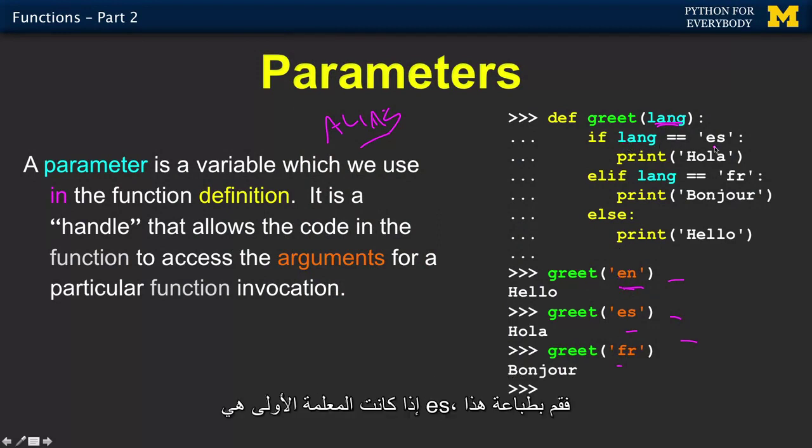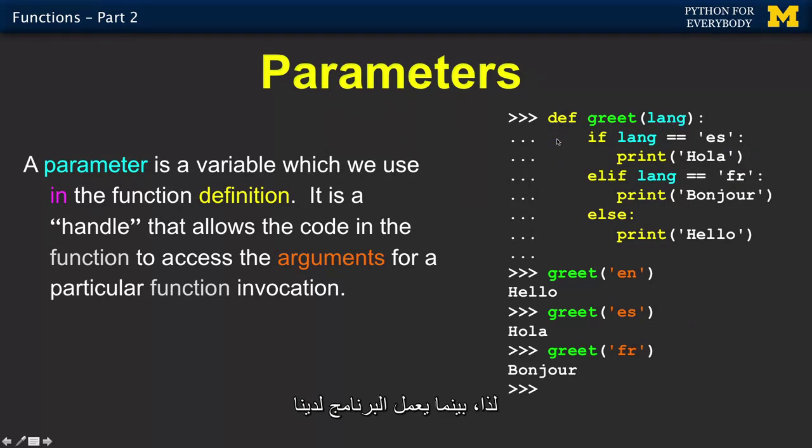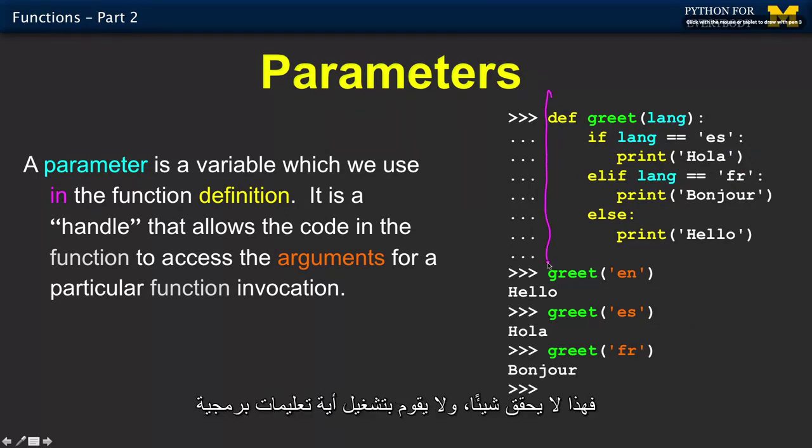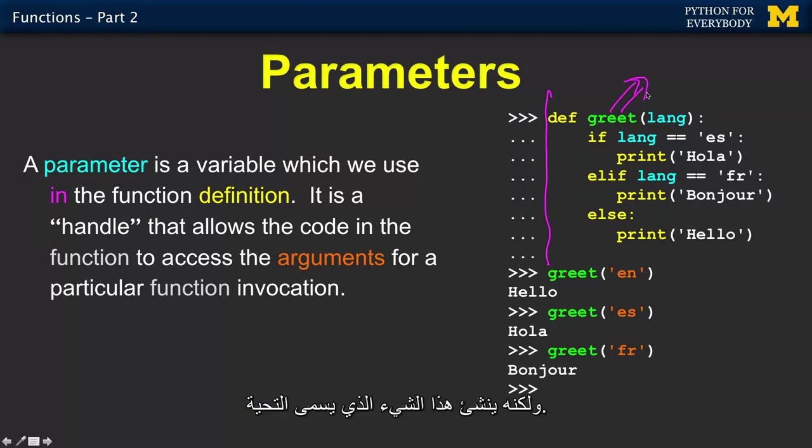If that first parameter is ES, then print this. If the first parameter is FR, print that. Otherwise, print that. So, as our program runs, this accomplishes nothing, doesn't run any code, but it creates this thing called greet out there. And we've indicated to Python we expect a parameter. We expect that when this is invoked or called, we want one parameter.